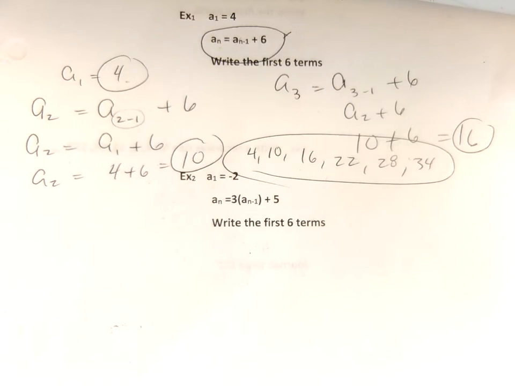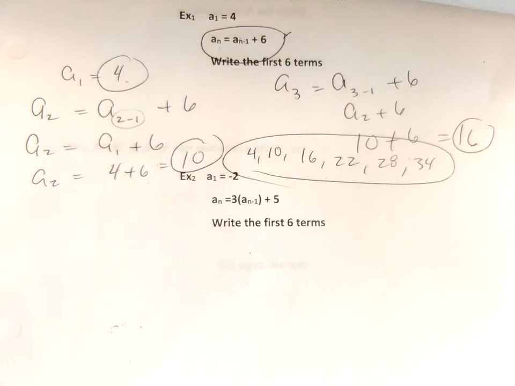So what do you think example 2 says? To make the next term, we're going to take the previous term, multiply by 3 and add 5. I'll say it again. To make the second term, I'm going to take the previous term, times that by 3, plus 5. You got it. Let's check it out.